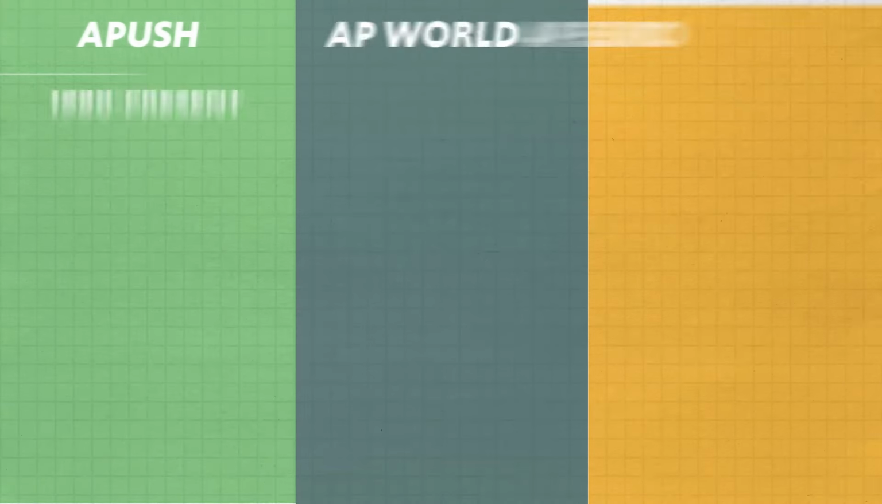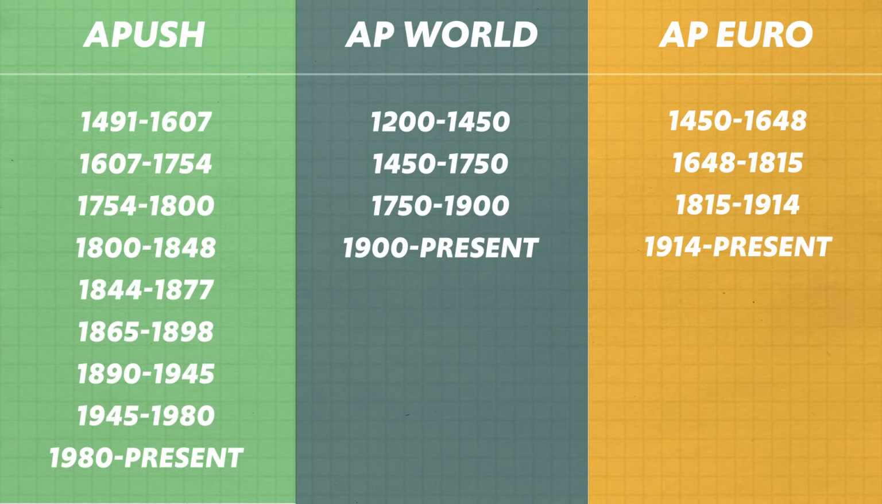Now, the second reason I say yes, you should know dates, is because there are a few dates that you should be familiar with, and those are the dates that frame each historical period in the curriculum. The APUSH curriculum has 9 periods, AP World has 4 periods, and AP Euro has 4 as well. Now, here's why you should know those dates. Your exams are going to ask you, both in the multiple choice sections and in the writing sections, to think about events that occurred within a certain time period, and often they'll correlate to those time periods that I just showed you.